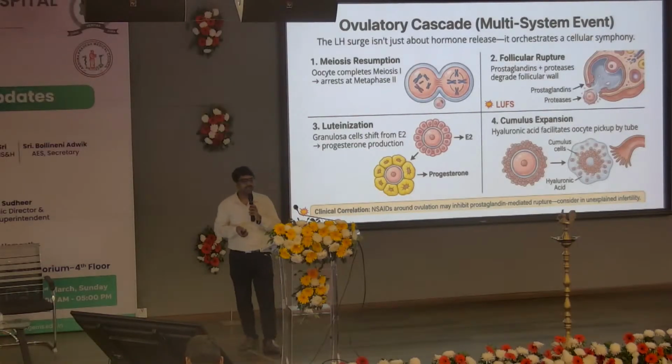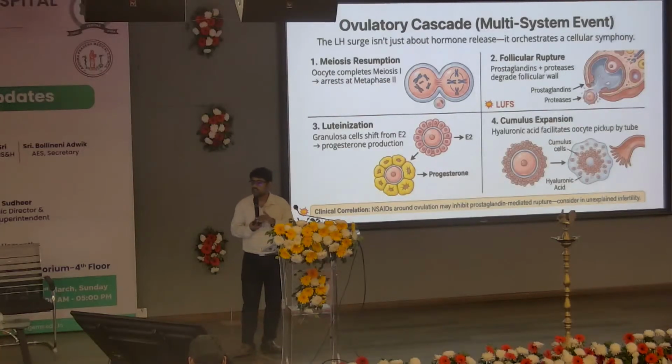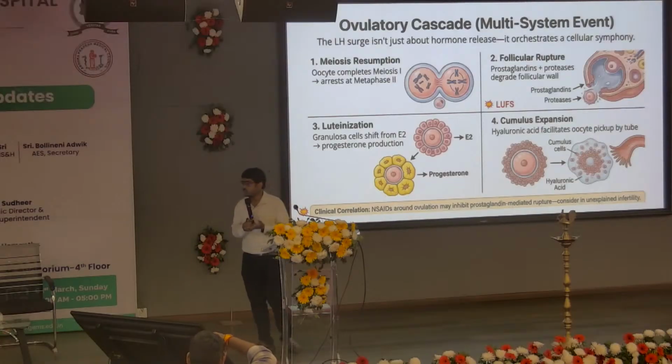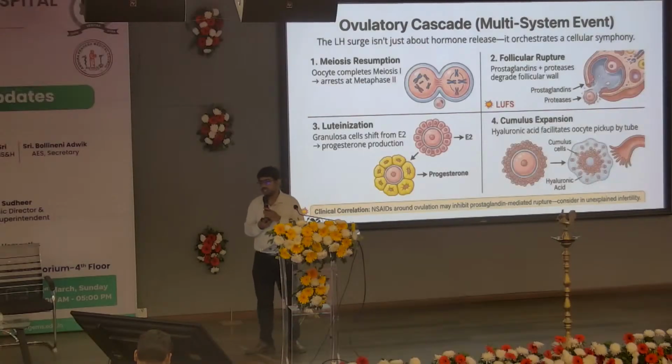This is known as the ovulatory cascade, which involves meiosis resumption. The oocytes, which were arrested, resume meiosis 1, complete meiosis 1, and arrest in metaphase 2. Next is follicular rupture. The walls of the ovarian follicle rupture, which is an inflammatory process involving prostaglandins and proteolytic enzymes. And regarding follicular rupture, there is one condition known as LUFS.